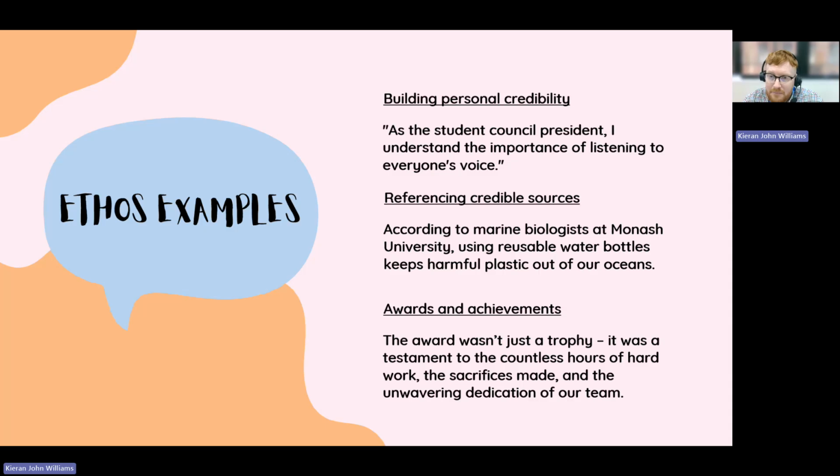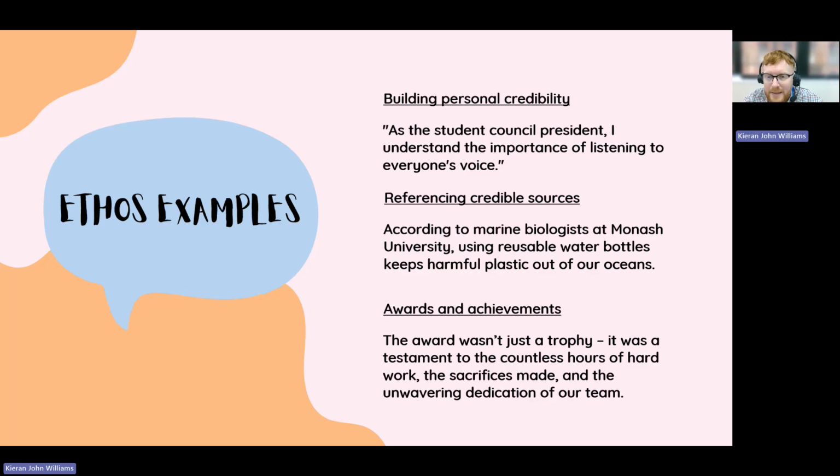So here are the examples of ethos in action. So the first one, as the student council president, I understand the importance of listening to everyone's opinion. Okay, so you are appealing to your own position of some post or some powerful position in order to make yourself seem more credible. According to marine biologists at Monash University, reusable bottles help protect oceans. So you are appealing to the expert opinions there at Monash University, forgive me there.